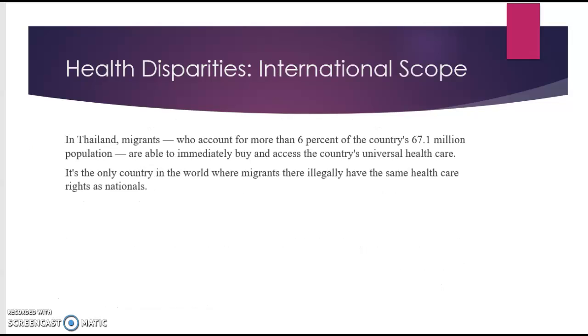Interesting fact: in Thailand, immigrants, who account for more than 6% of the country's 67.1 million population, are able to immediately buy and access the country's universal health care. It's the only country in the world where immigrants who are illegal have the same health care rights as nationals.